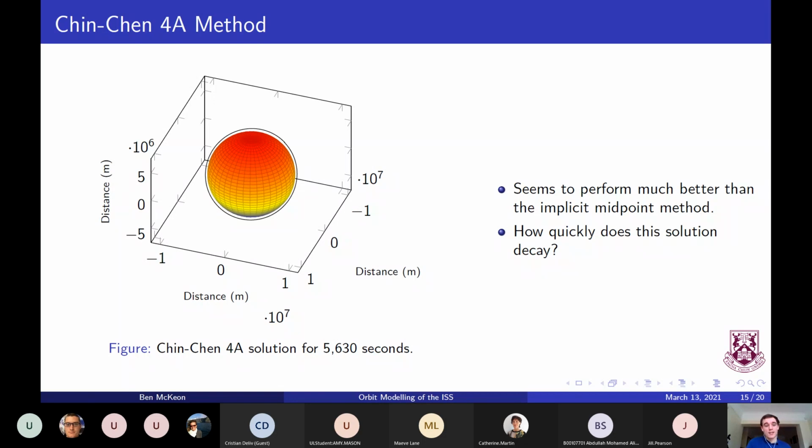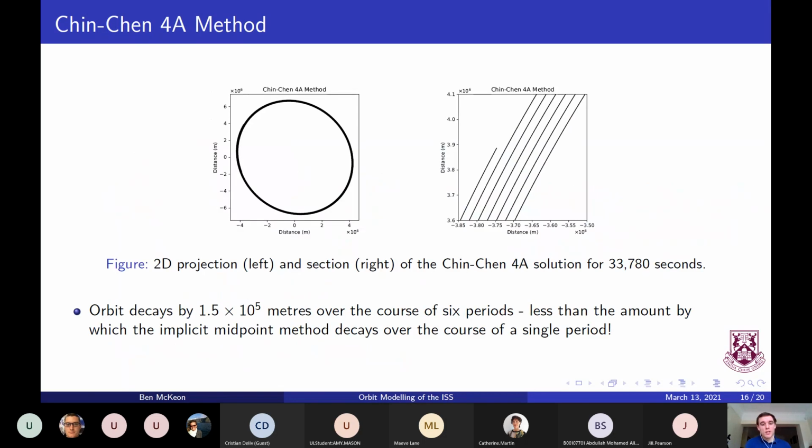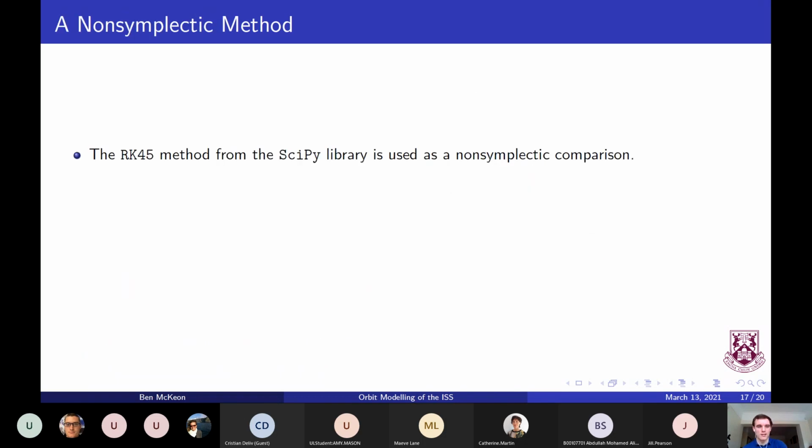But once again, looking at it in 2D, we get a better idea of how it decays. And it decays by 1.5 by 10 to the 5 meters over the course of 6 full periods, which is less than the amount by which the implicit midpoint decays over a single period. And then it's not perfect either, because it takes 16.28 periods to fully decay. So it's an improvement, but we're not fully there yet when it comes to symplectic methods.